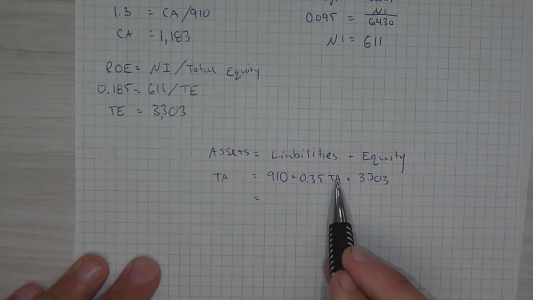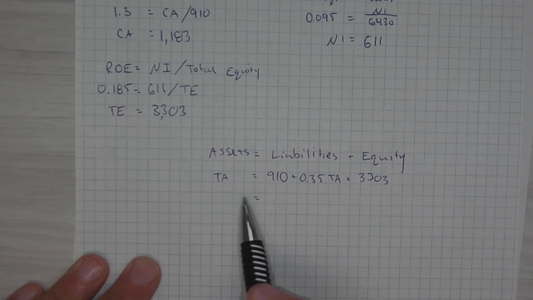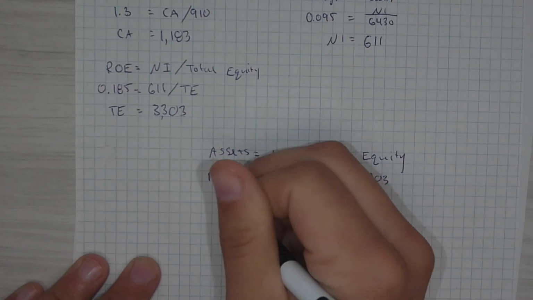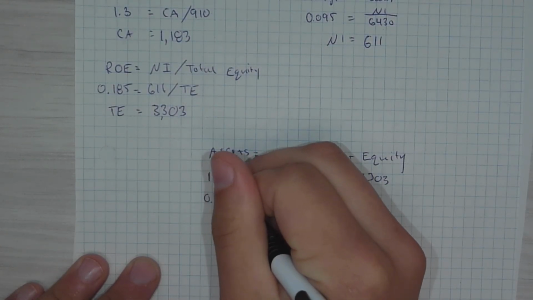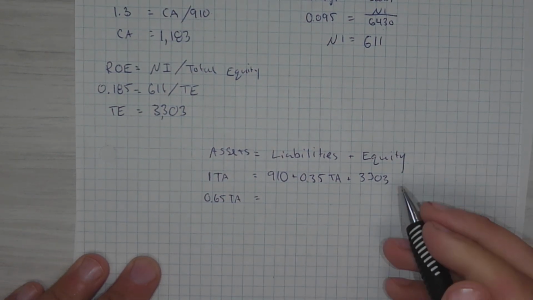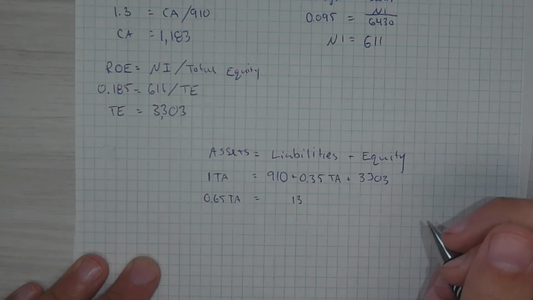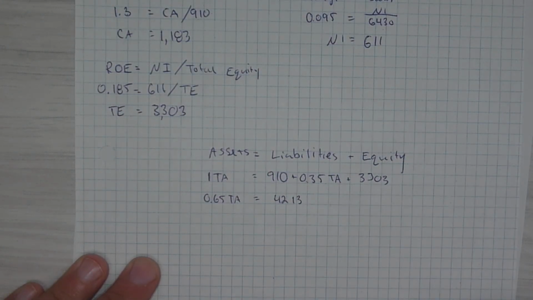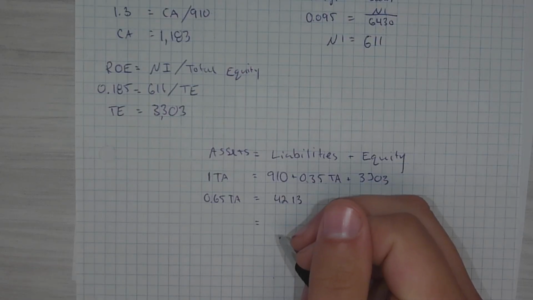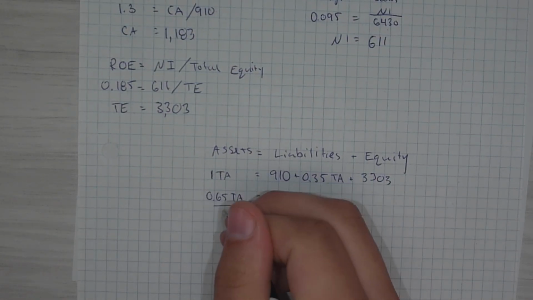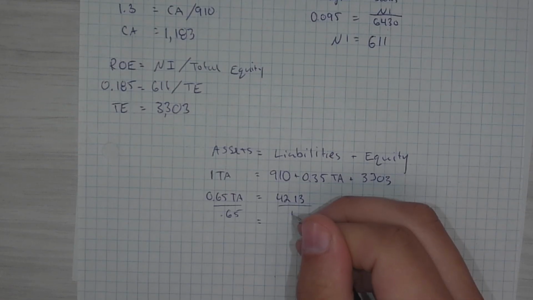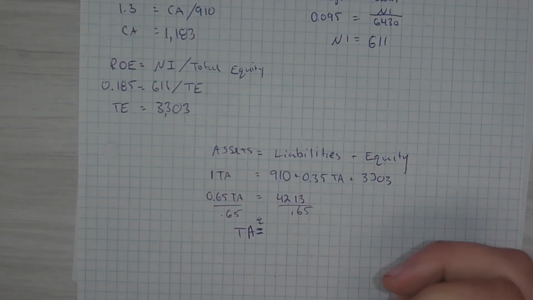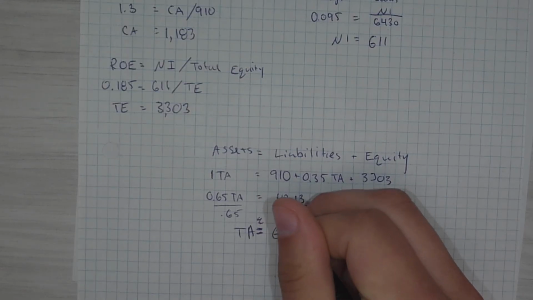And we can bring our total assets together. This would be the same as one total asset. So we can just minus 0.35 from each side and we get 0.65 total asset. We can add these together, which gets us 4213. And then we can divide by 0.65 on each side, and our total assets will equal 6,482.